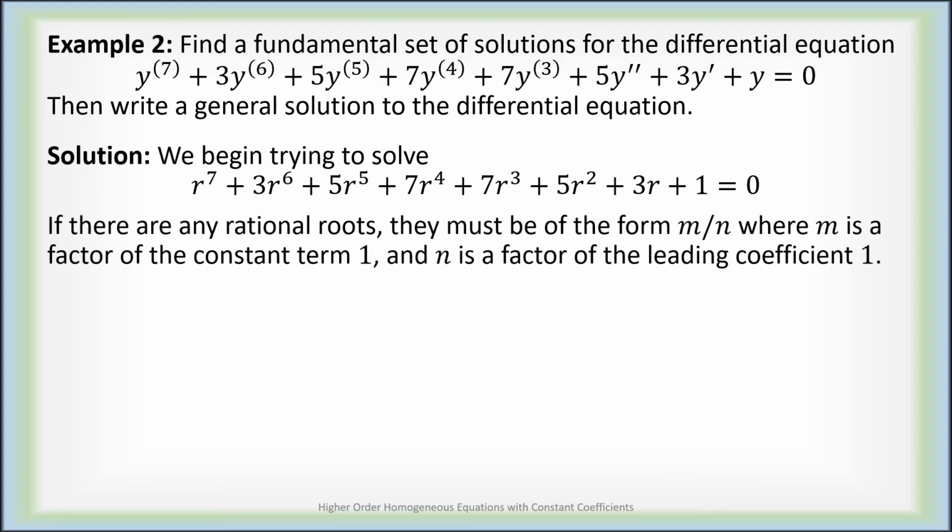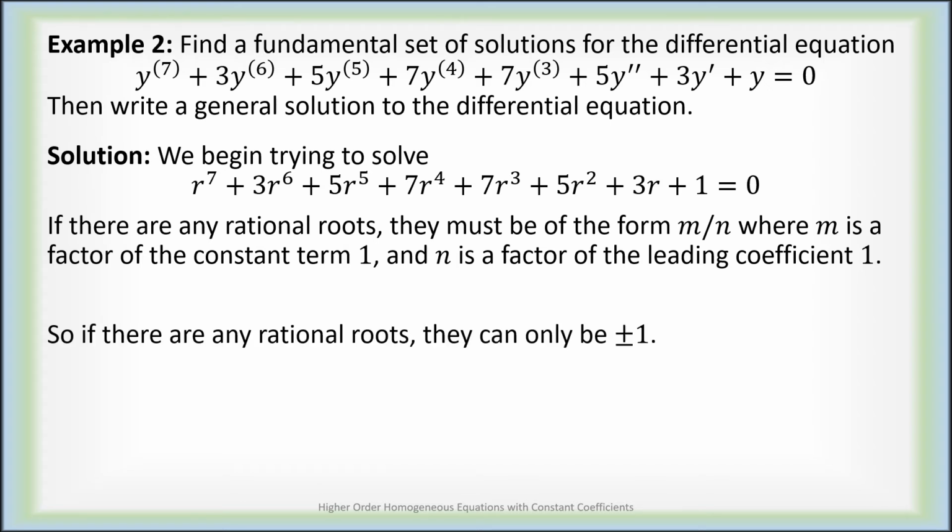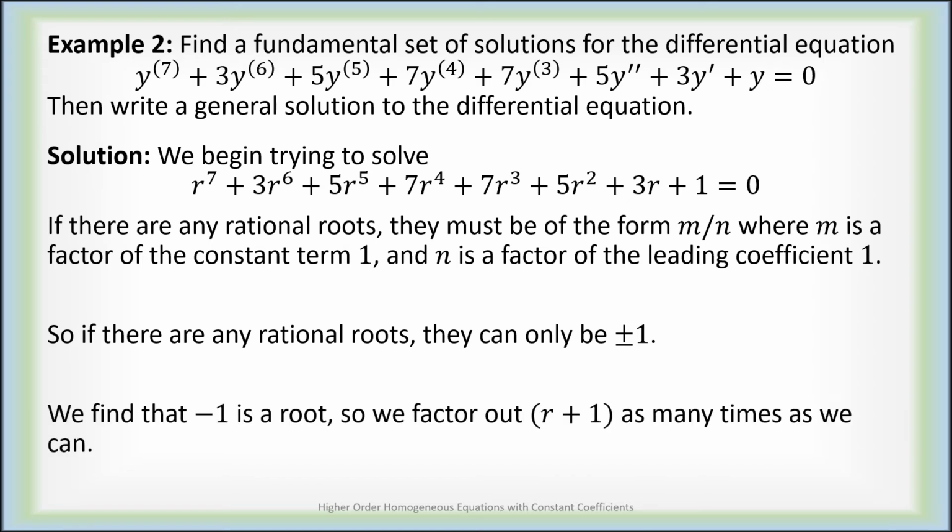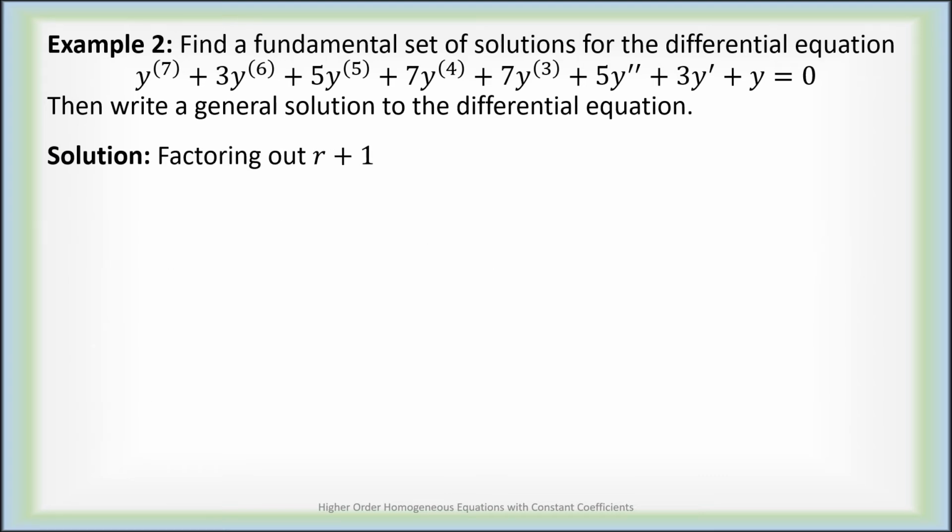If there are any rational roots, the numerator must be a factor of the constant term, which is 1, and the denominator must be a factor of the leading coefficient, which is 1. That's a pretty short list of possible rational roots. Plus or minus 1 are the only possible rational roots. By inspection, we will see that negative 1 is a root, which means r plus 1 can be factored out. So let's go ahead and factor r plus 1 out of the characteristic polynomial.